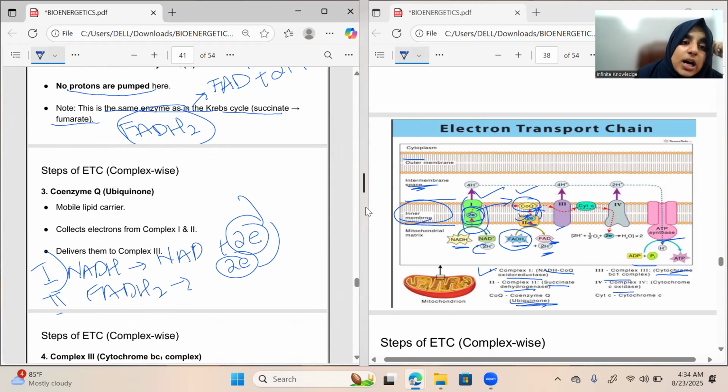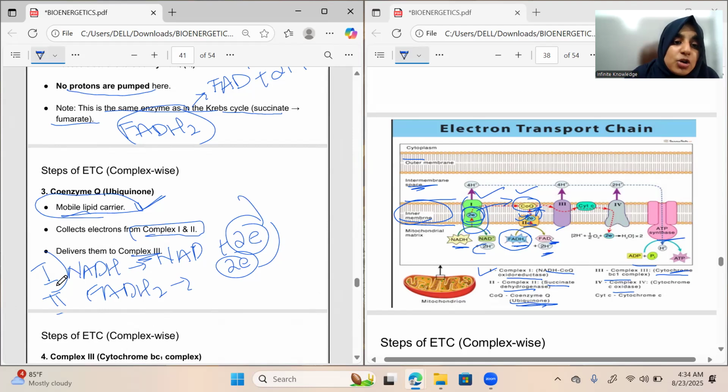Now this ubiquinone is a mobile lipid carrier. Mobile means it can travel from one place to another. Why is it lipid? Because it is present in the mitochondrial membrane. You know that membranes are made up of lipids, right? So this is also lipid-soluble so that it can easily dissolve and travel from one point to another. It collects electrons from complex 1 and 2 and delivers them to complex 3.